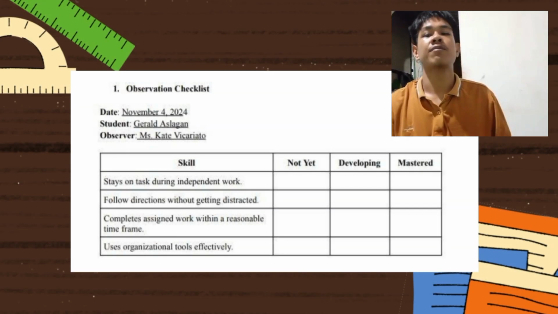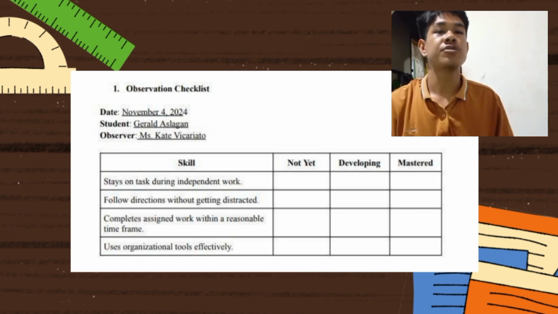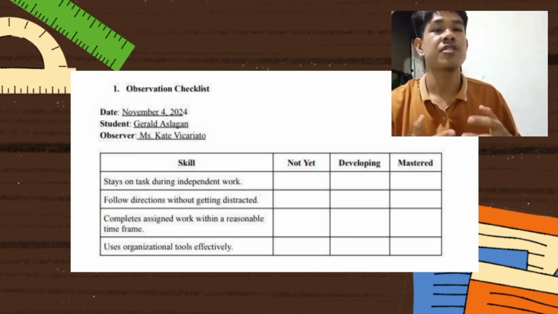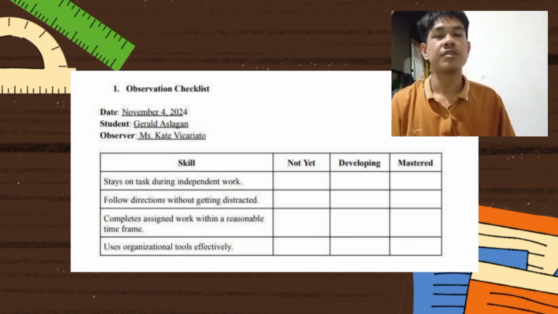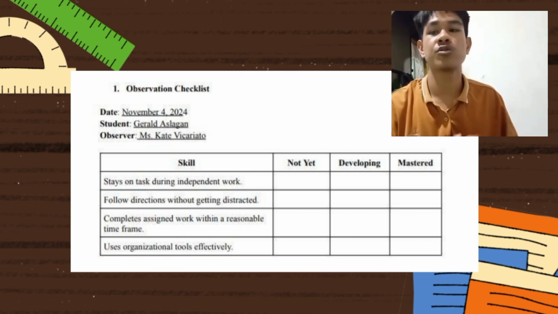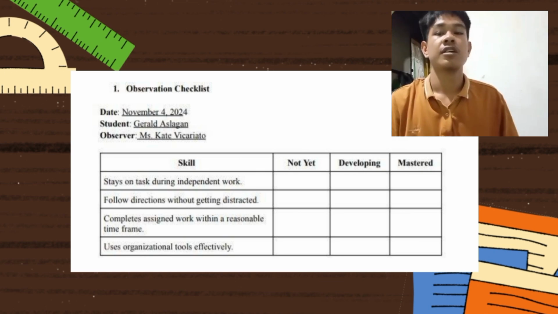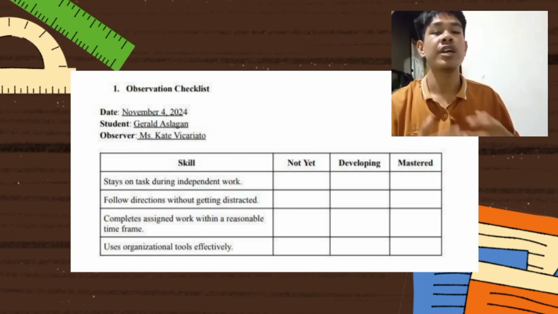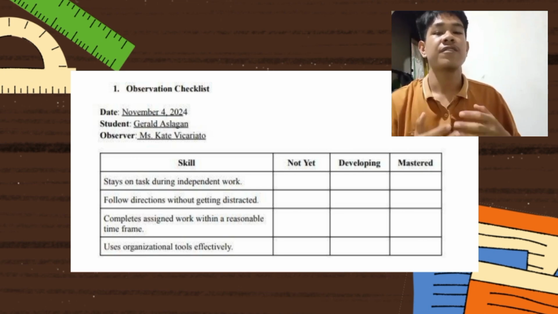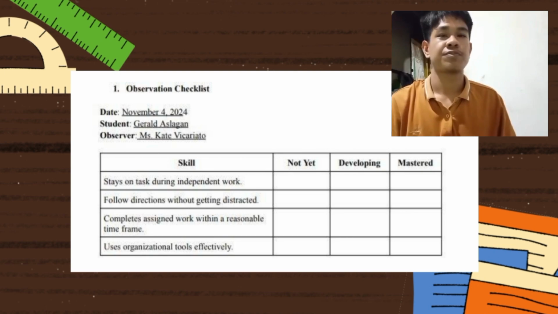Here's the example. We have the date, the name of the student, and the observer. And here on the table we have our skills, which is a list of things that we are looking for. It helps us to stay focused on specific skills or behavior. We check "not yet" if they are not able to do the skill at all. Check "developing" if they are getting it with a guide. And check "mastered" if they can do it without support.